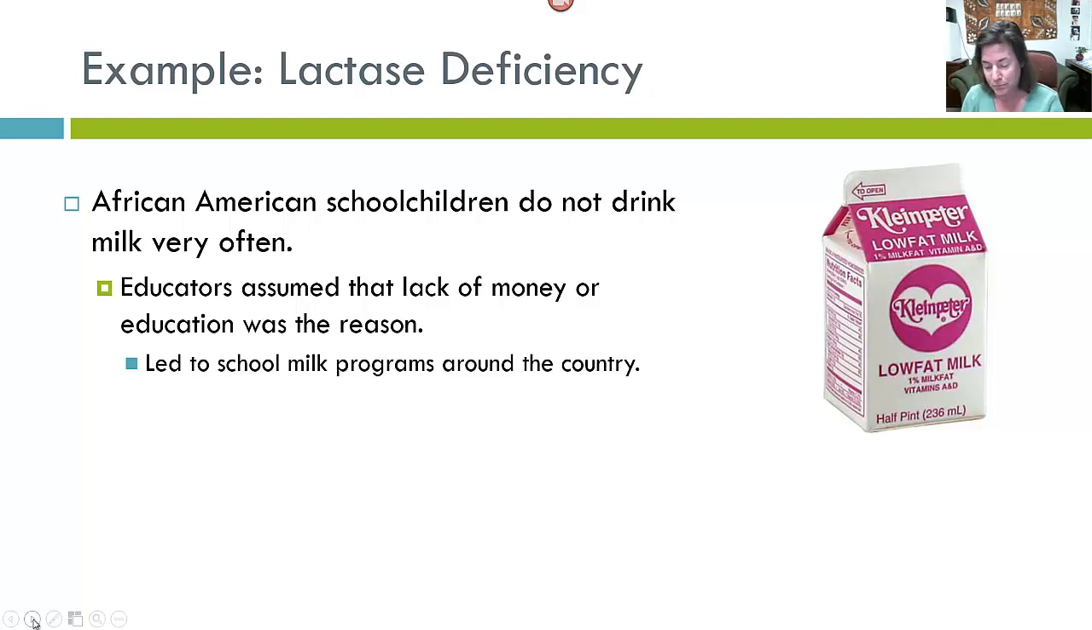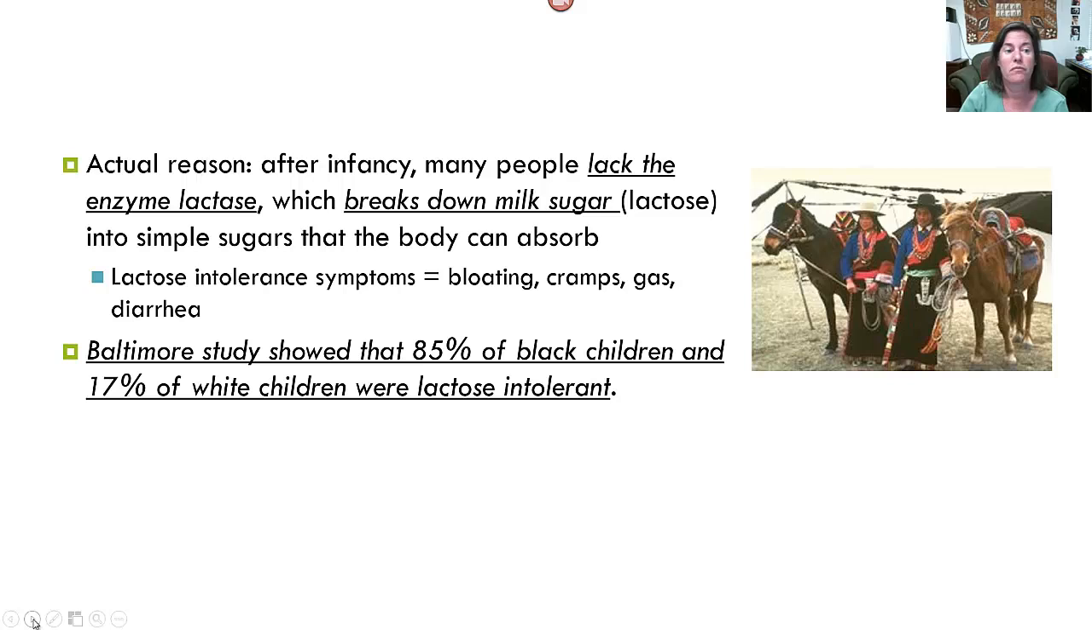As an example, historically, in the early 1930s and 40s, people were wondering why African American school children were not drinking milk very often. And educators assumed that it was the lack of money or education. They didn't know that milk was good for you. That was the primary reason they assumed black children were not drinking milk. And this led to school milk programs around the country.